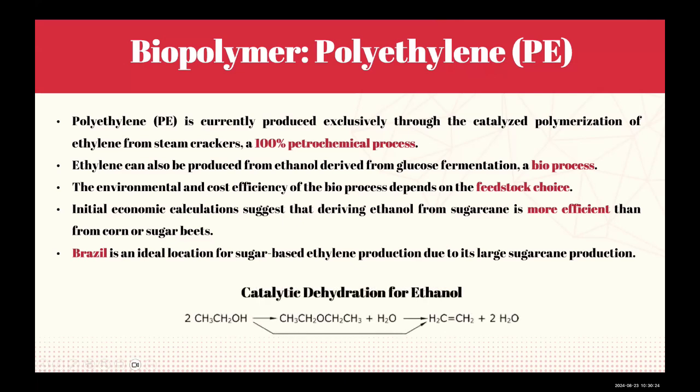So the diagram at the bottom shows the catalytic dehydration reaction for converting the ethanol to ethylene, which is a crucial step in the bio-based polyethylene production. So the shift towards bio-based production could make polyethylene a much more sustainable material in the future than the current way, which is produced through a petrochemical process.